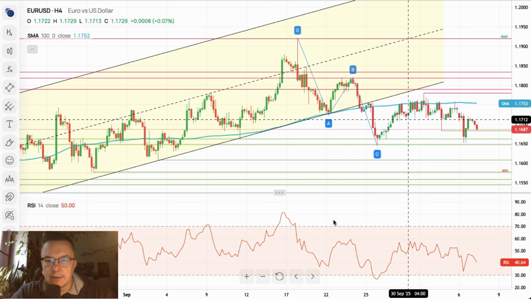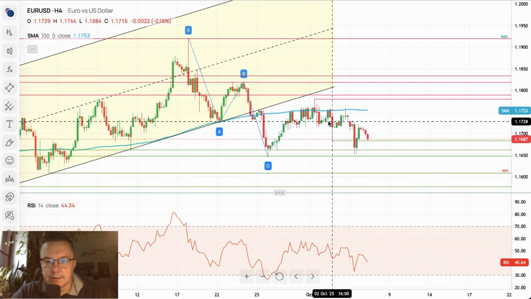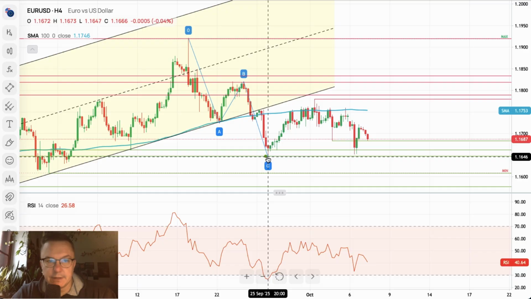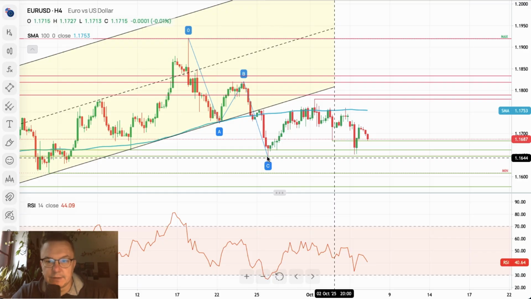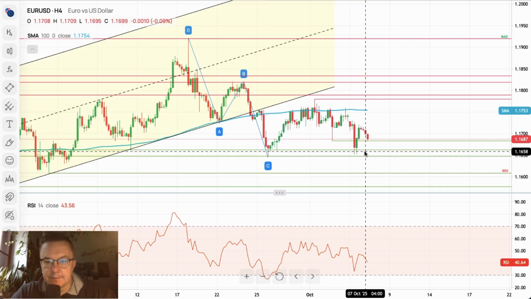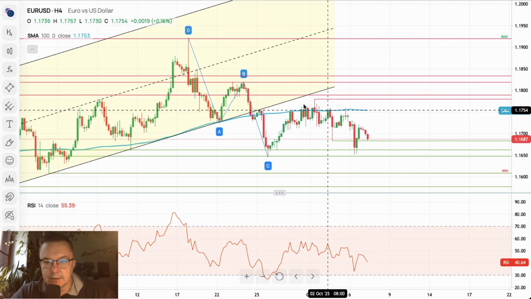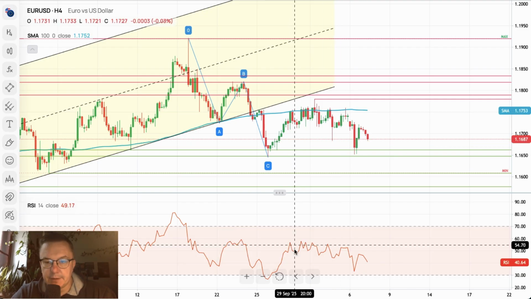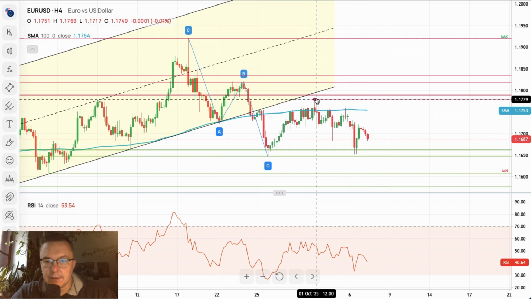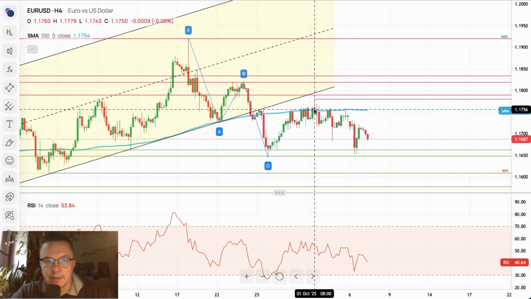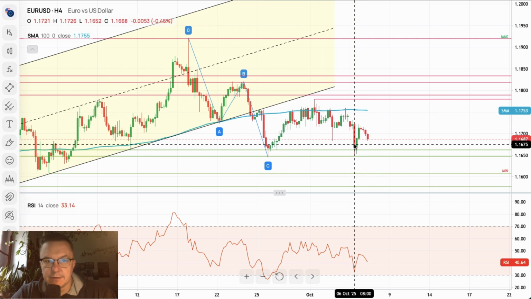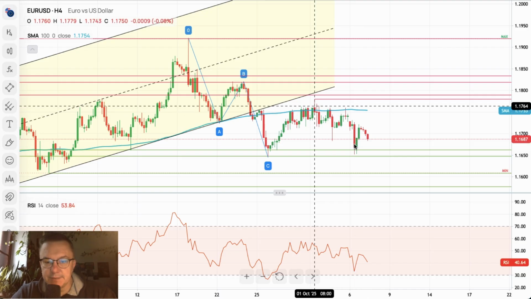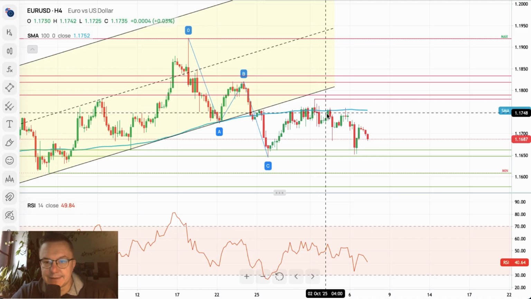So the euro dollar for our time frame chart is currently moving lower towards the wave C low at 1.1647 after the rejection of the 100 periods moving average. Please notice the volatility here on the euro dollar is quite subdued. The local high is 1.1779, low is 1.1652, so that's only roughly around 120 pips. And it's been like this for our last week.